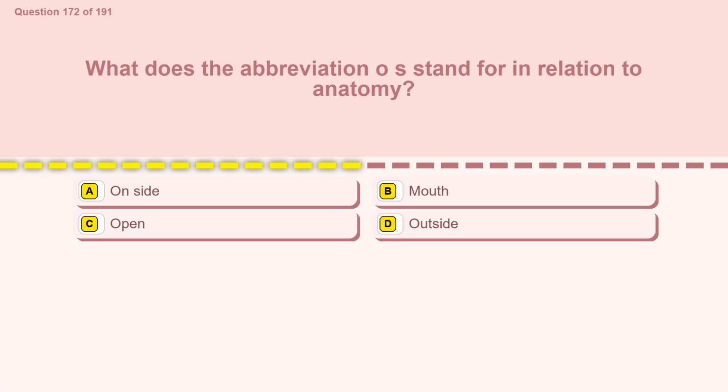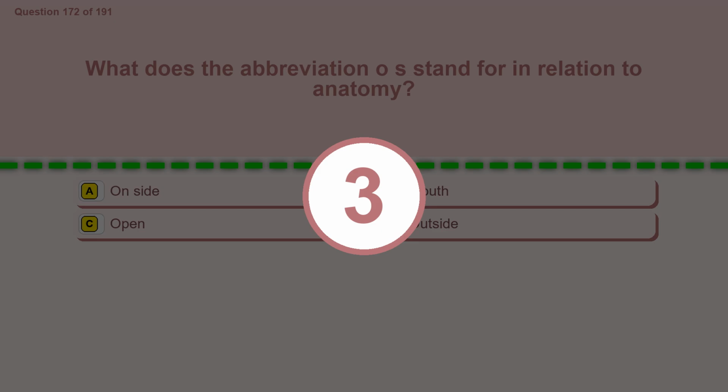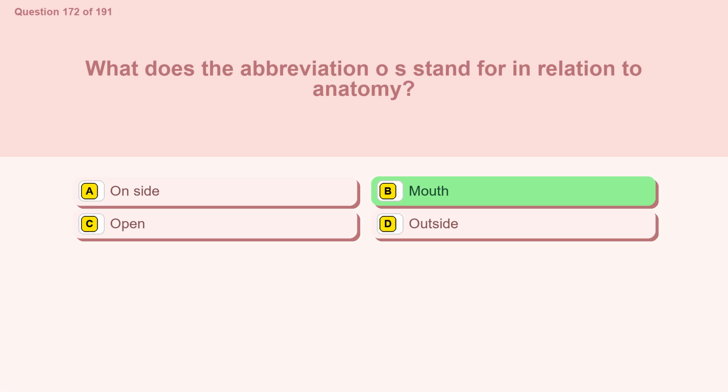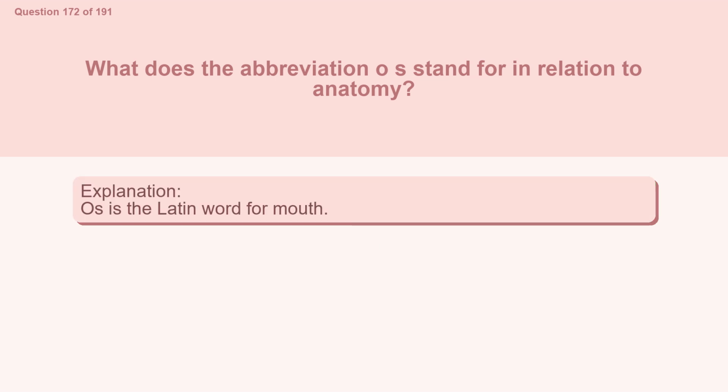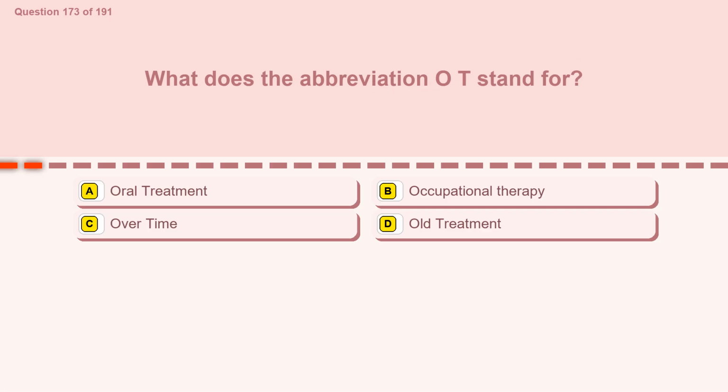Option A. On side. Option B. Mouth. Option C. Open. Option D. Outside. The correct answer is option B. Mouth. OS is the Latin word for mouth. Question 173. What does the abbreviation OT stand for? Option A. Oral treatment. Option B. Occupational therapy. Option C. Overtime. Option D. Gold treatment.